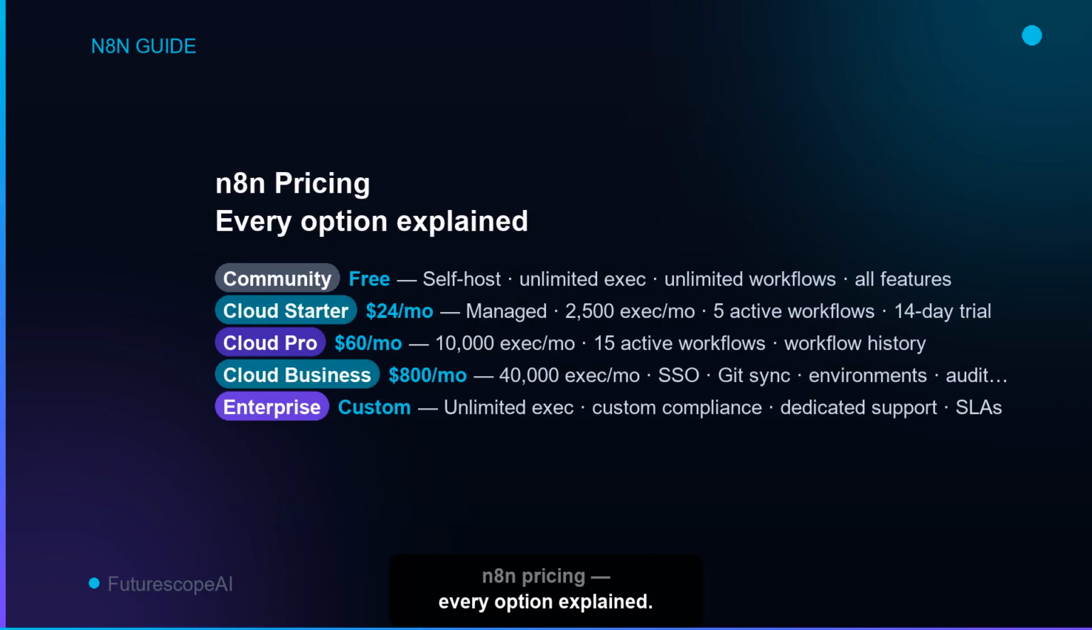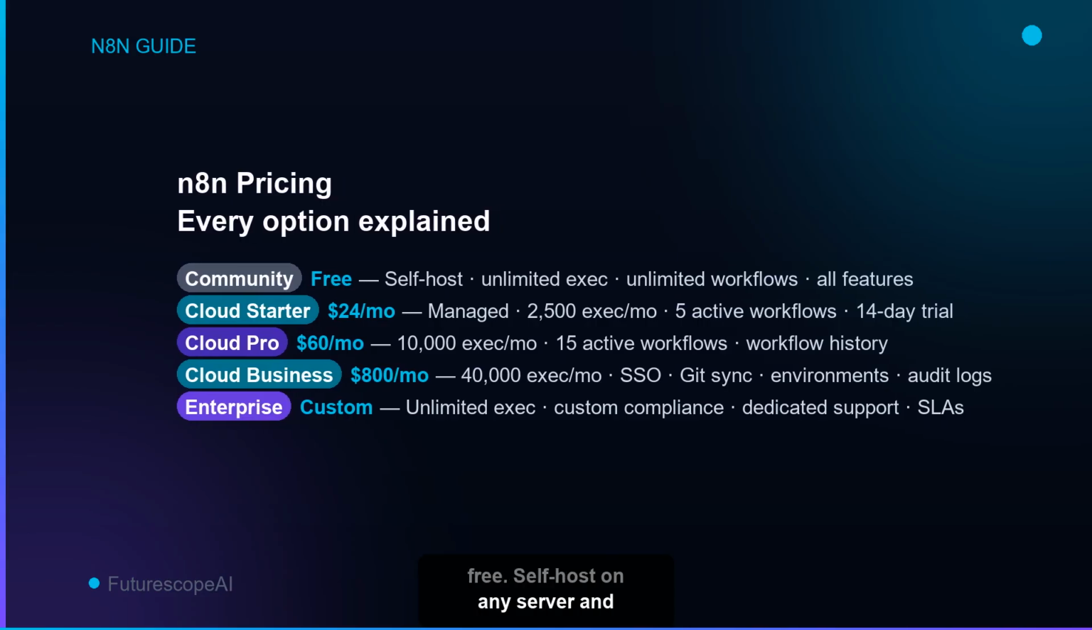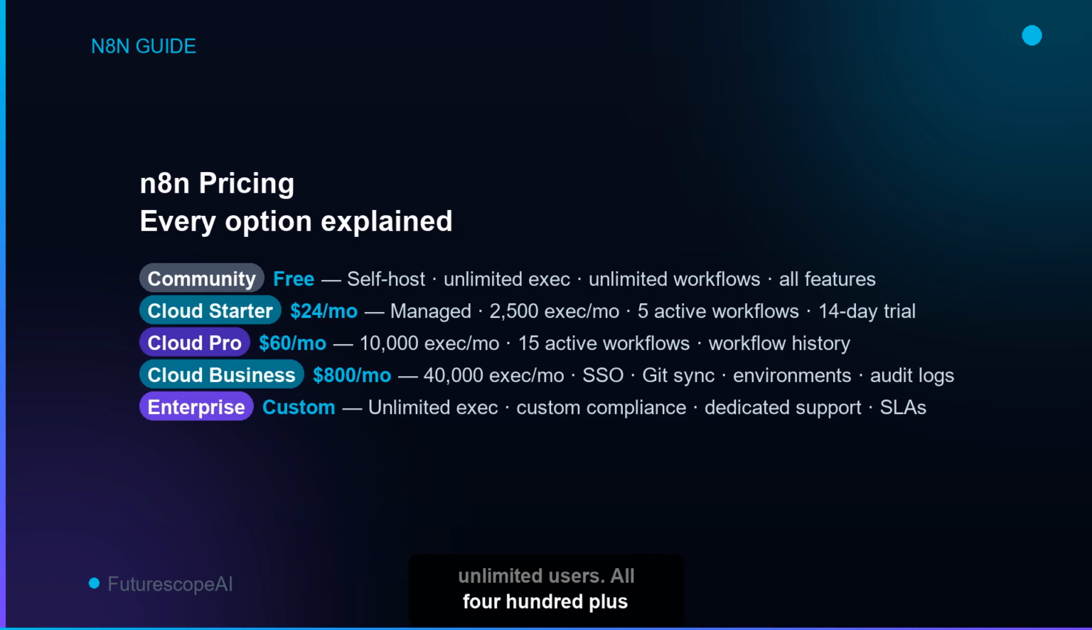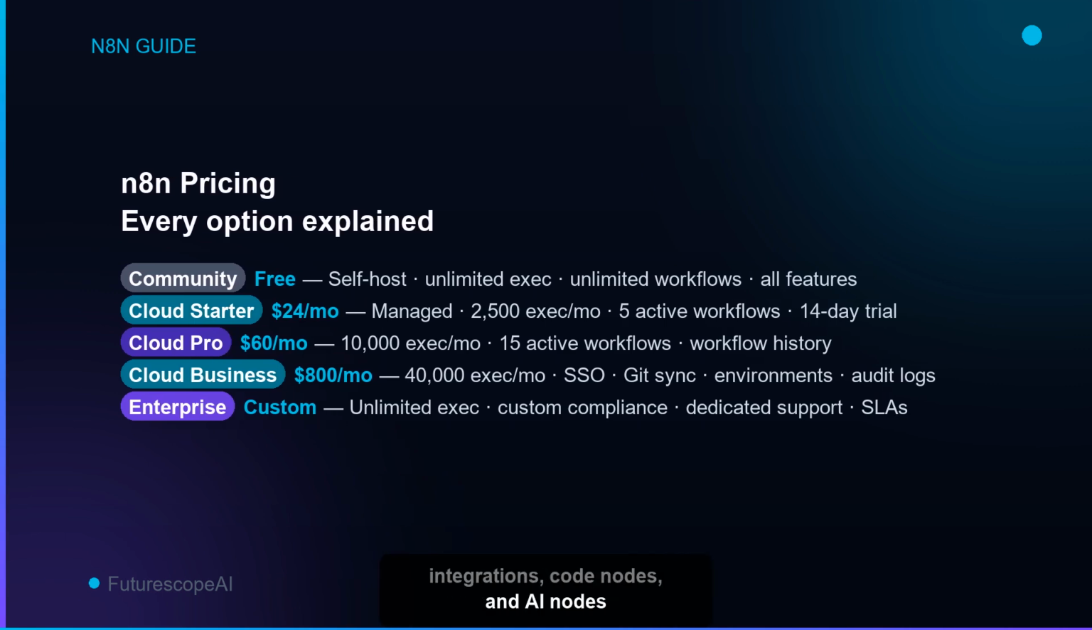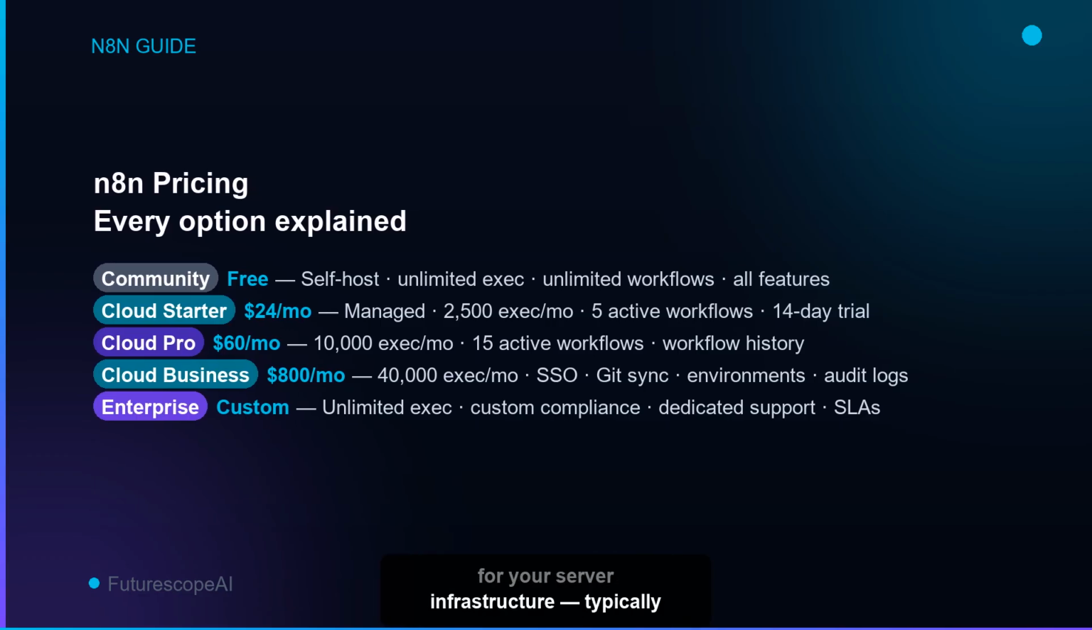n8n pricing, every option explained. Community Edition is free. Self-host on any server and get unlimited executions, unlimited workflows, and unlimited users. All 400+ integrations, code nodes, and AI nodes included. You pay for your server infrastructure, typically $5 to $20 a month. Cloud Starter is $24 a month, managed hosting, 2,500 executions, 5 active workflows. A 14-day free trial is available with no card required.